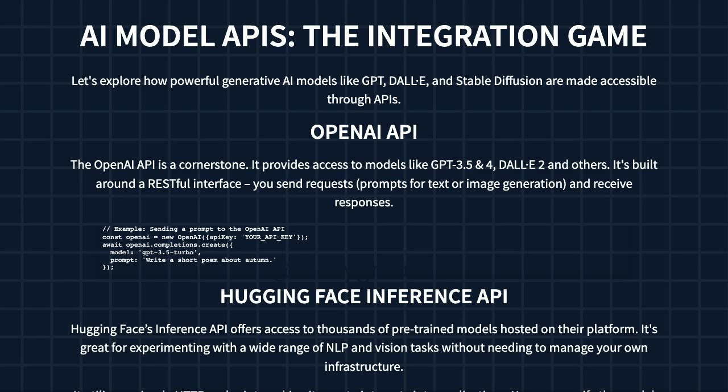Then there's Hugging Face Inference API. They host thousands of pre-trained models that you can easily use through their API. And finally, Replicate is a fantastic service that simplifies deploying and running different AI models, like Stable Diffusion, making it super easy to get started.